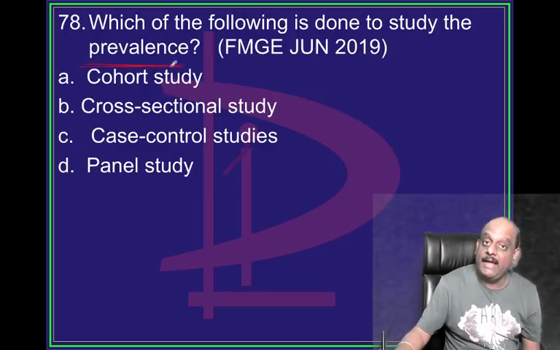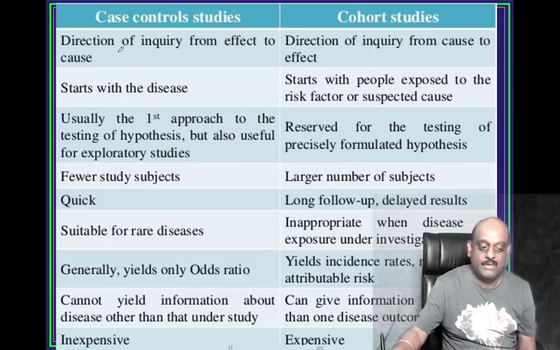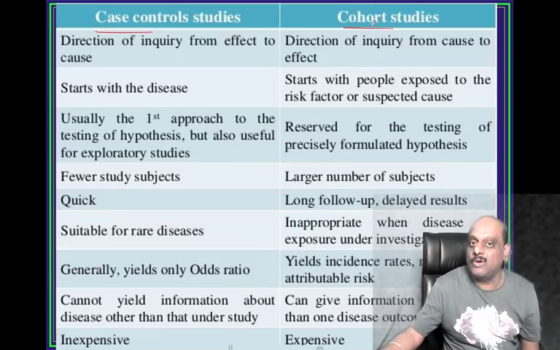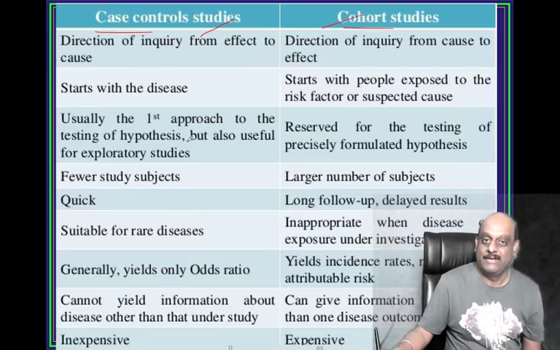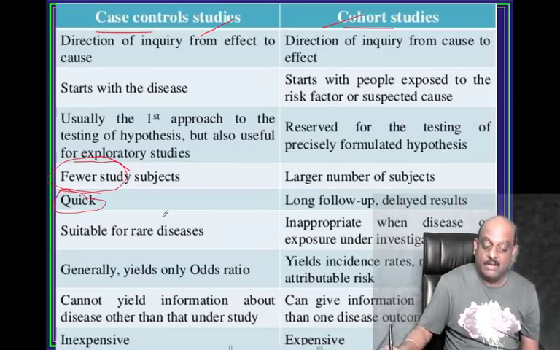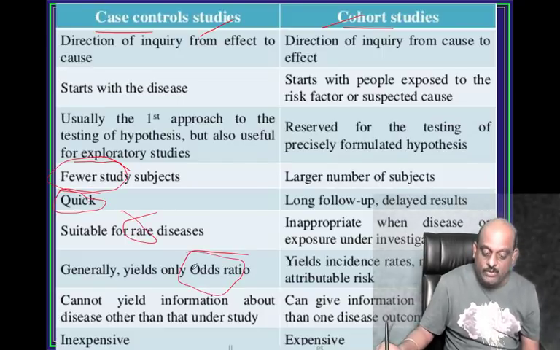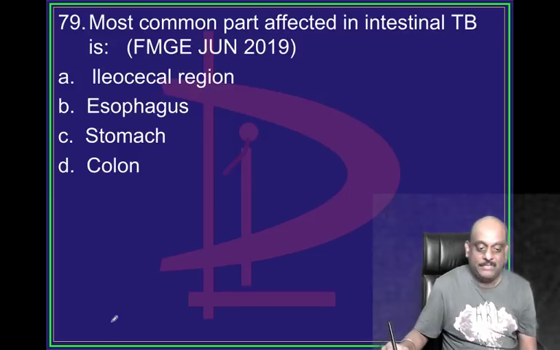Prevalence ke liye, you do cross-sectional study. Case control, cohort, dono ke beech mein kya farak hai? You should be very sure. Case control: few people, quick, rare diseases. You can only know odds ratio, inexpensive. That is what you need to remember.